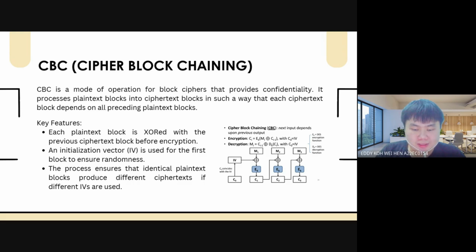Each plaintext block is XORed with the previous ciphertext block before encryption. This makes it so that identical plaintext produces different ciphertexts, which is a big advantage over ECB. An initialization vector is used for the first block to ensure randomness. This process ensures that identical plaintext blocks produce different ciphertext if different initialization vectors are used.